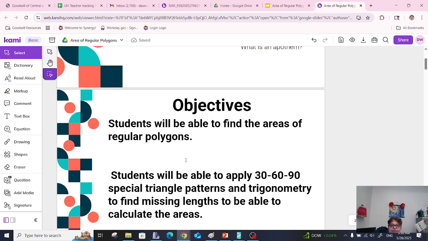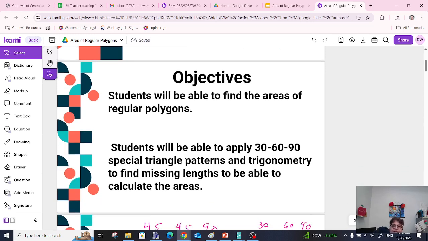Okay, but what was that to do with? Oh yeah, because it had a big hexagon on the ceiling. Okay, that's what it had to do with this lesson. We'll have to remember how to use special triangles and trigonometry because we'll have to find missing lengths to be able to calculate area.